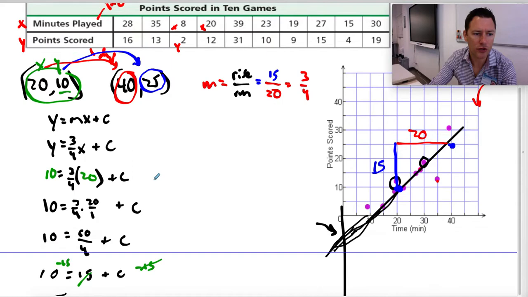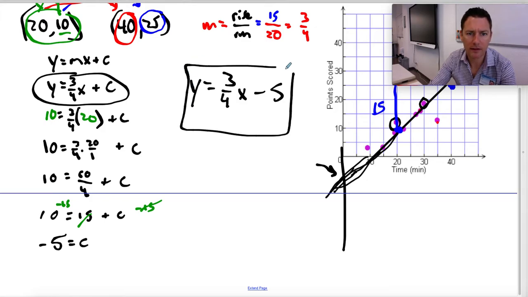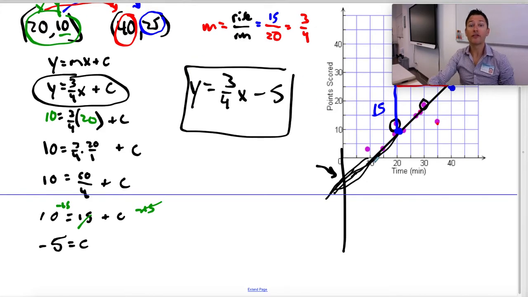And so our final equation is 3/4 x, right? It's this, and we figured out the c, so -5. That's the equation. There's got to be a better way, and there is.